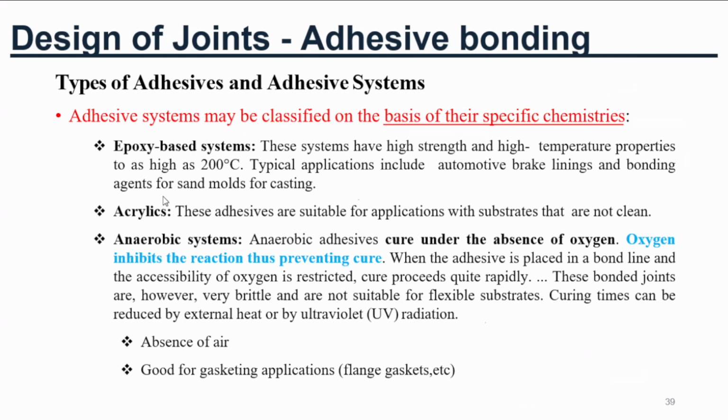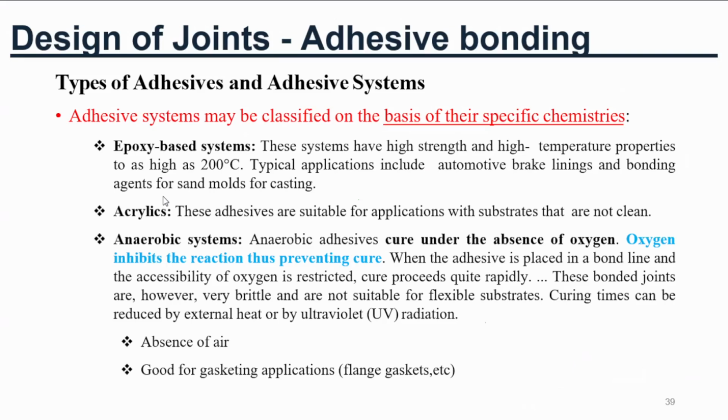An adhesive system may be classified on the basis of its specific chemistry. Adhesive systems are classified based on their chemical composition and curing behavior. Here you can see some common types used in engineering and manufacturing. The first one is the epoxy-based adhesive system, which provides high strength and excellent temperature resistance up to 200 Celsius. It is a good adhesive for metals, ceramics, and composites.